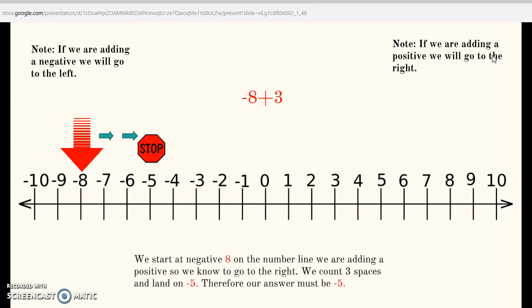We start at -8 on the number line. We are adding a positive, so we know to go right. We count 3 spaces and land on -5. Our answer must be -5, and it is.